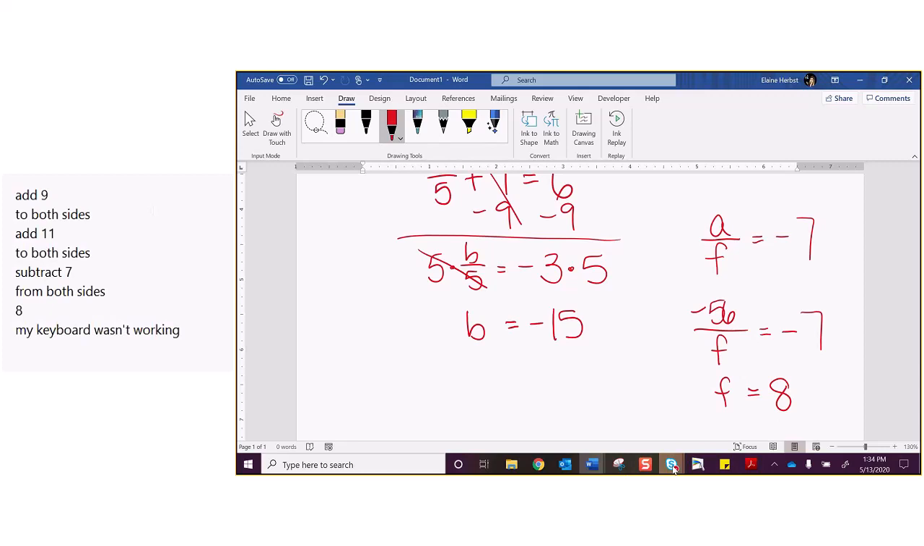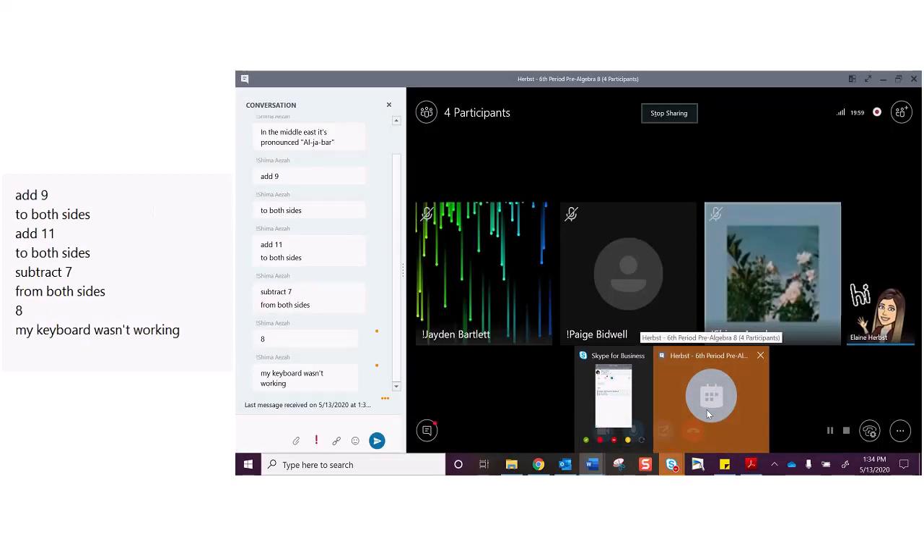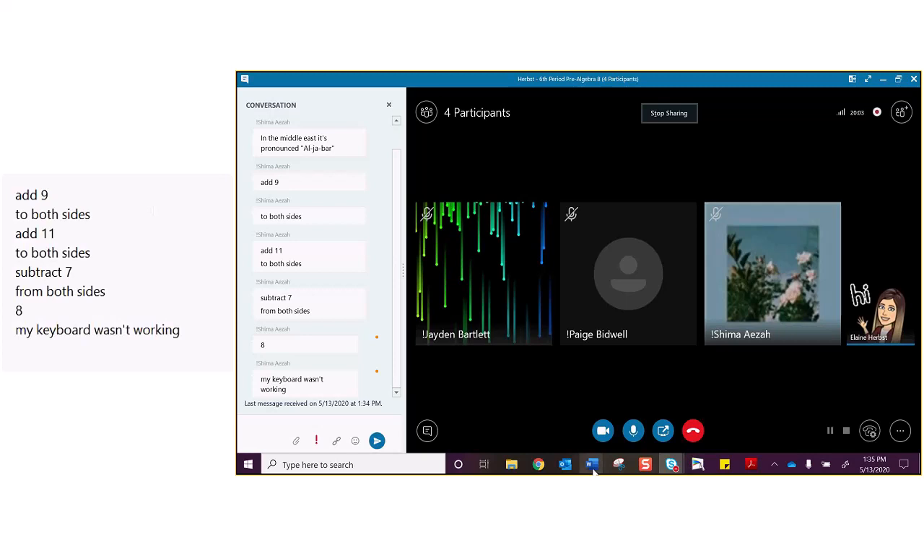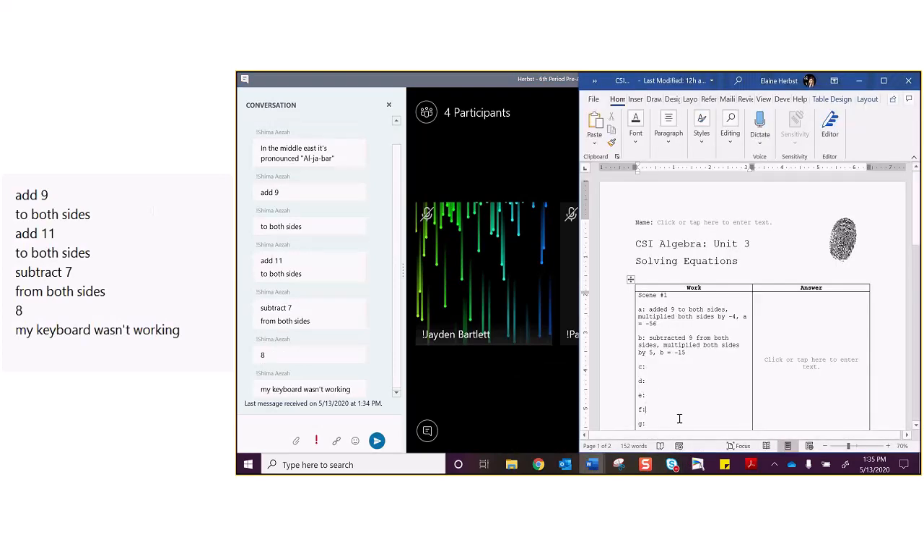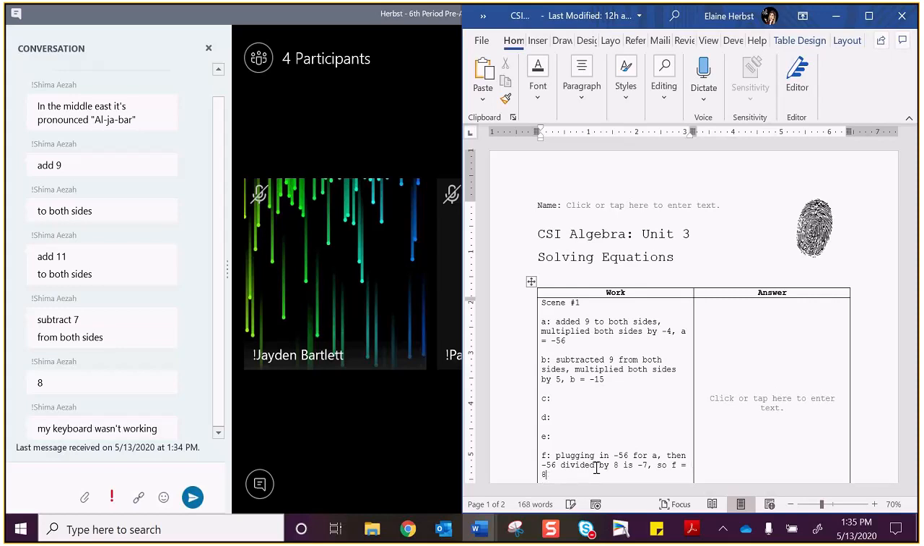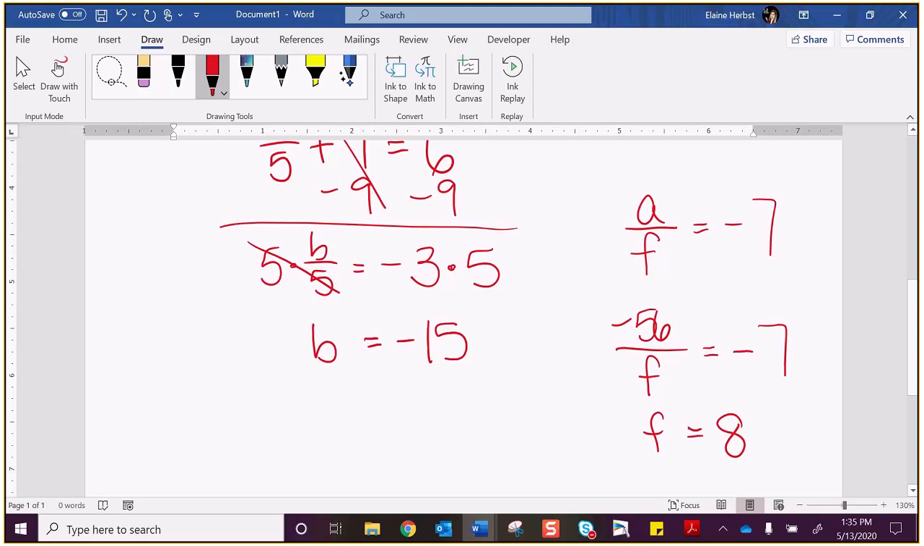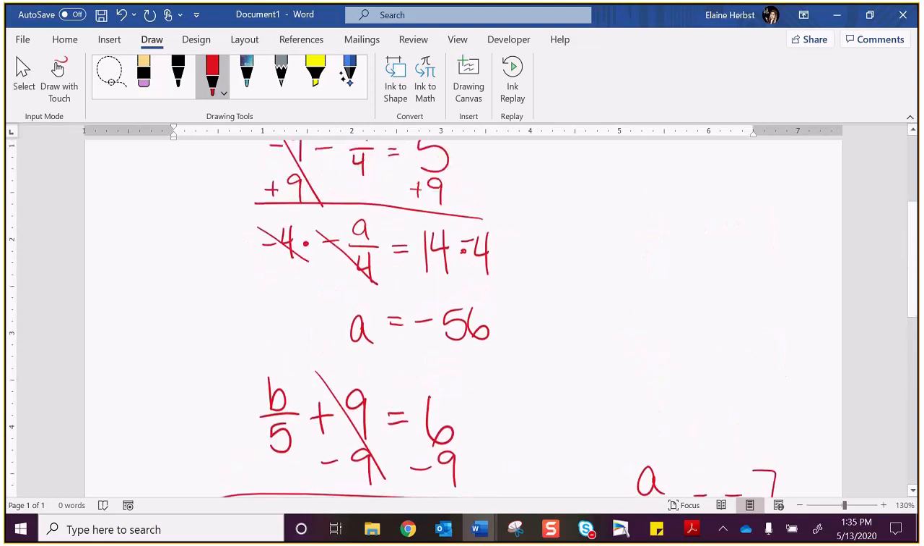So on your workspace page, the one that you're going to turn in, oh, your keyboard's not working. Oh, there you go. For letter F, you might say something like, plugging in negative 56 for A, then negative 56 divided by 8 is negative 7, so F equals 8. You might do something like that. Again, you don't have to show the work like I am on this Word document. I'm only doing this here just so you can see it visually. This is how we solve equations.